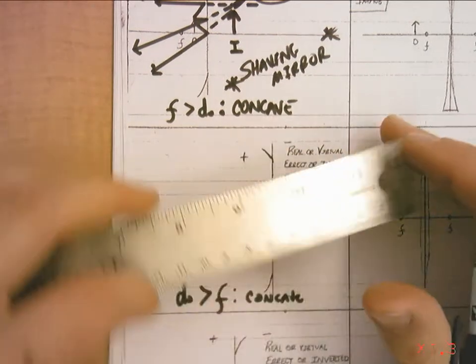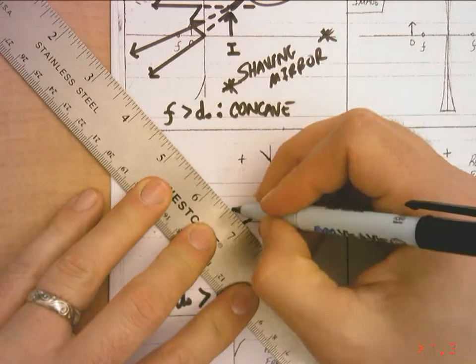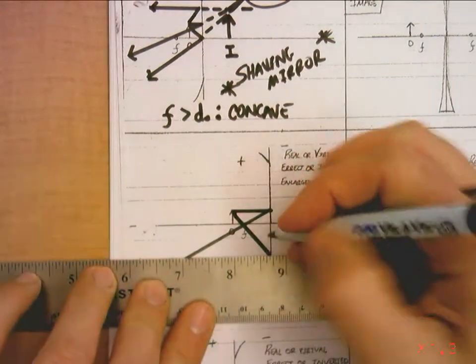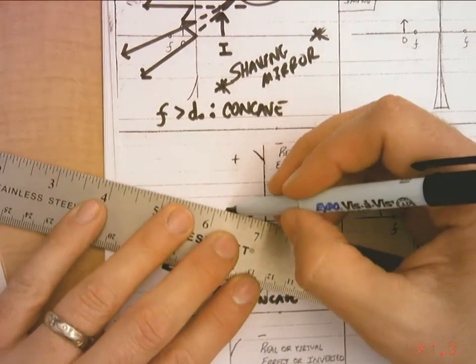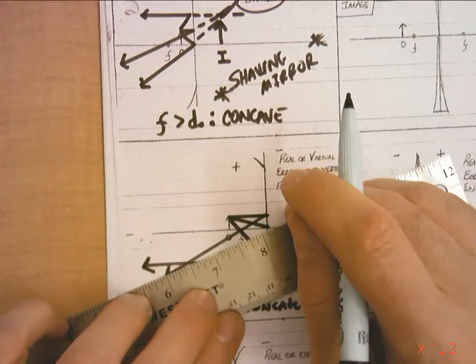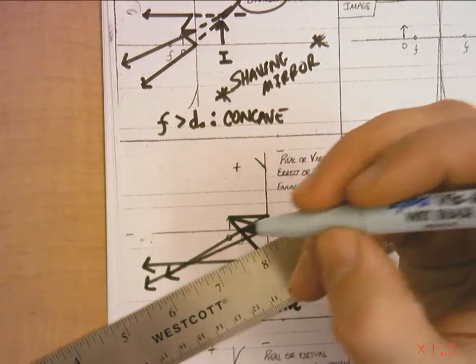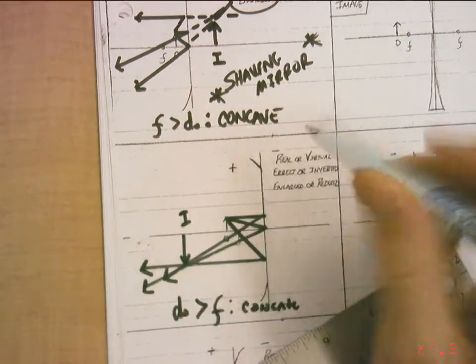For ray 2, come in based on the focal and leave parallel. Ray 3, go in through the origin, leave at an equal angle. Where these intersect is where the image is formed, so we'll label it I for image.